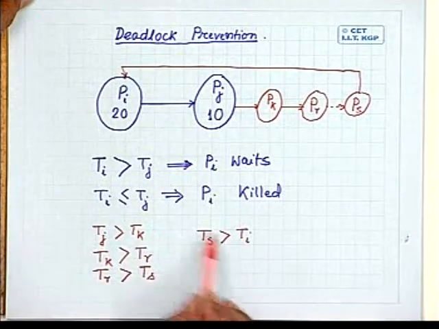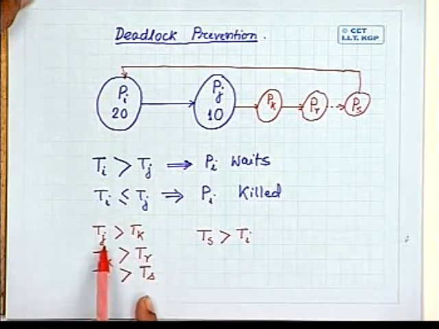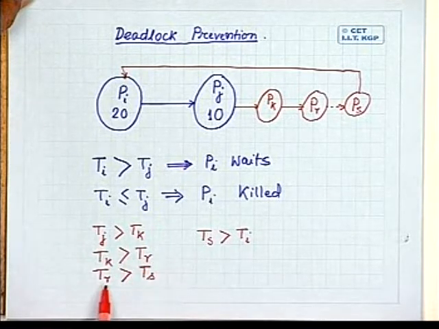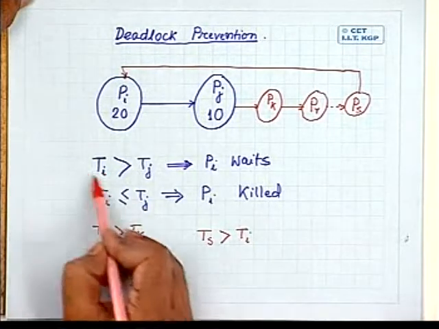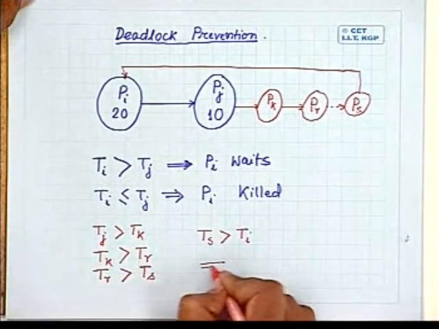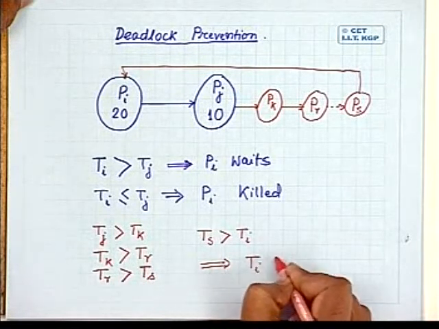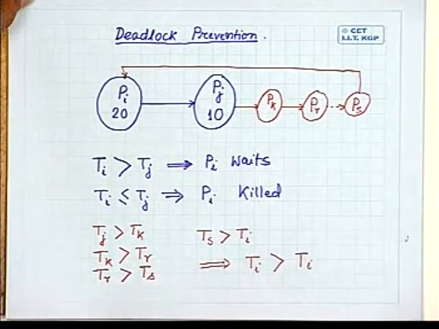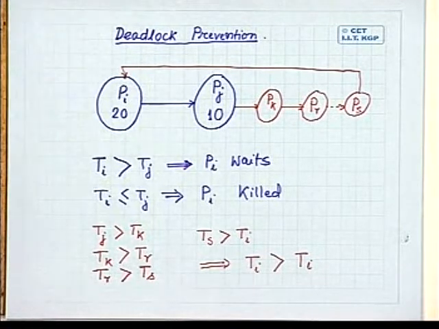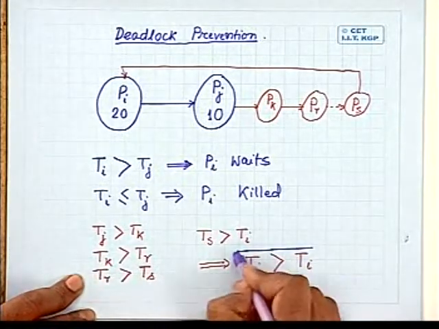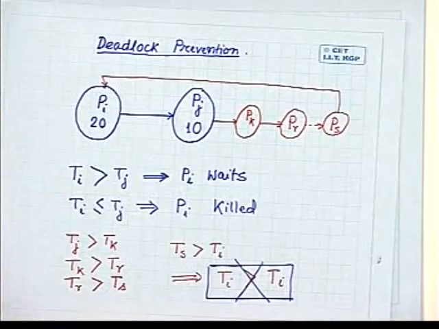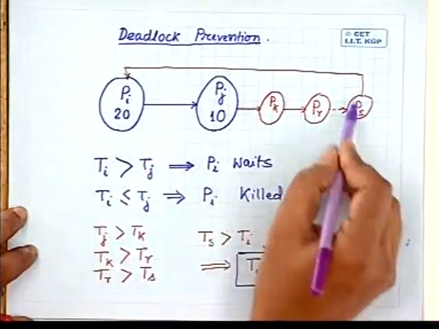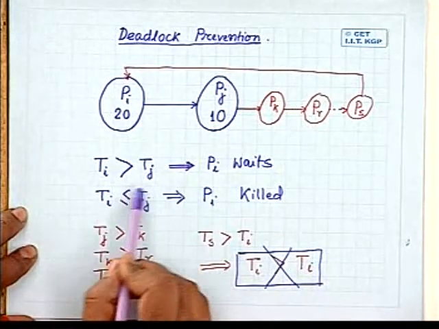So we started with Ti greater than Tj, Tj greater than Tk, Tk greater than Tr, Tr greater than Ts, and finally Ts greater than Ti, which by transitivity comes to Ti greater than Ti. A condition which is never possible. So I cannot have such a circular situation if I follow this restriction.